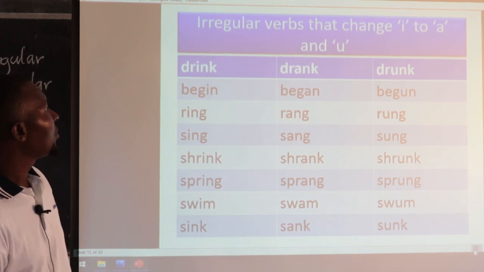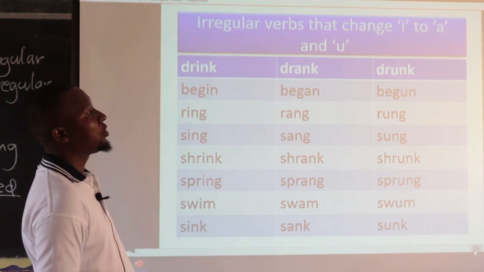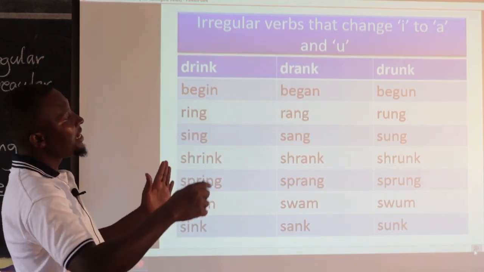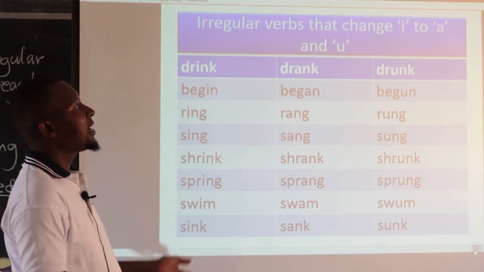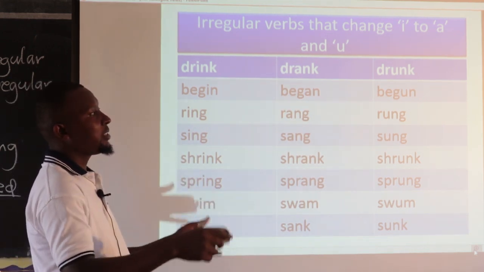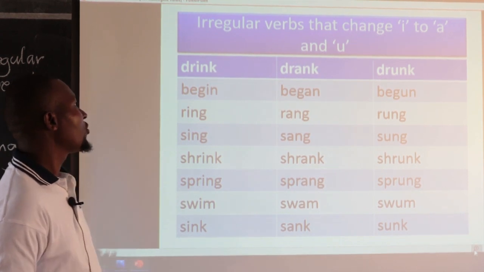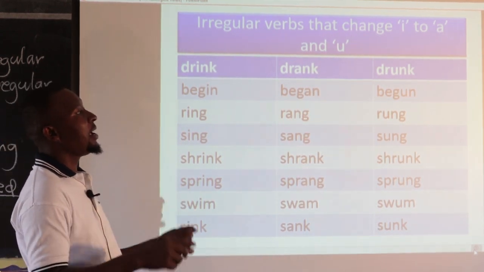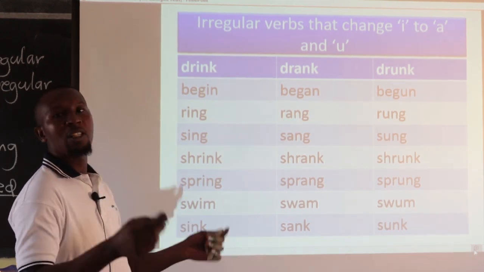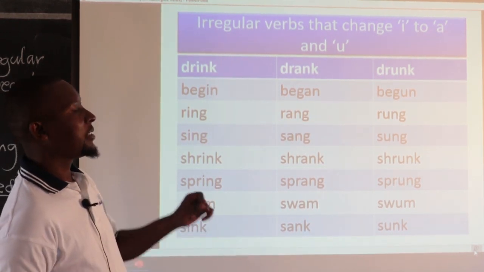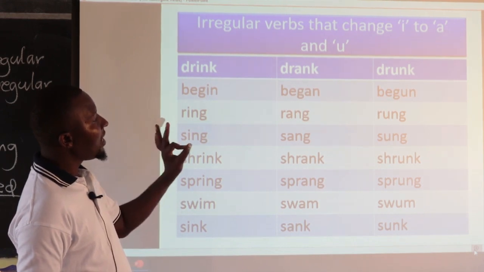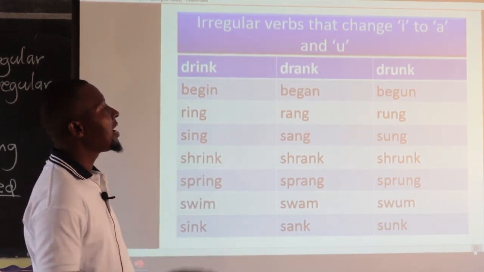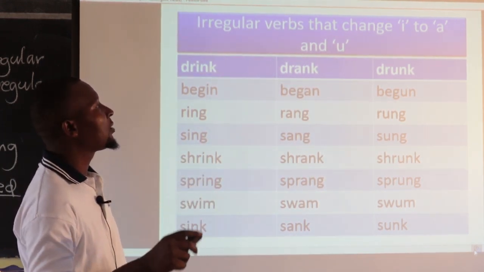Straight away, we're going to regular verbs that change I to A. They have A in the past simple and they have U in the past participle. For instance, drink. Drink is our verb. But in the past simple, we have A as drank, and the past participle, we have U as drunk. Now, the A is for past simple and the U is for past participle.